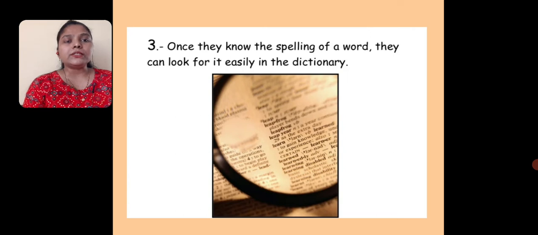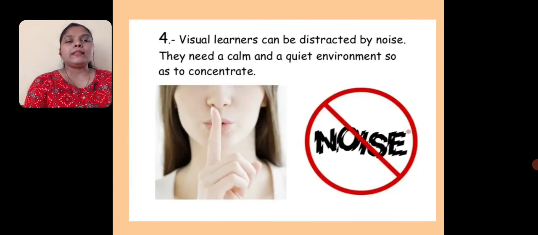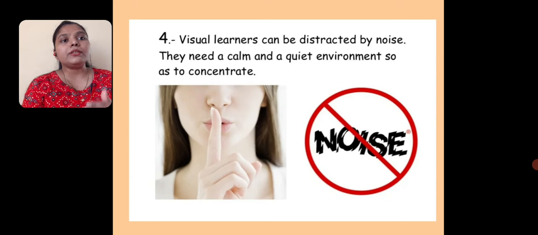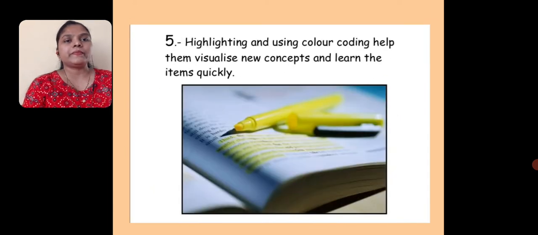Third, once they know the spelling of a word, they can look for it easily in the dictionary. Next, visual learners can be distracted by noises. They need a calm and quiet environment so as to concentrate. Then the fifth one is highlighting and using color coding help them visualize new concepts and learn the items quickly.